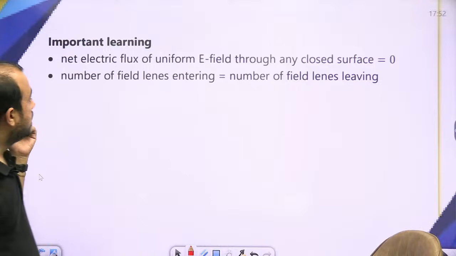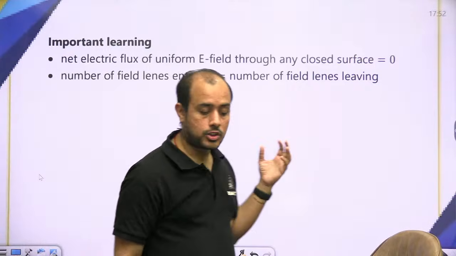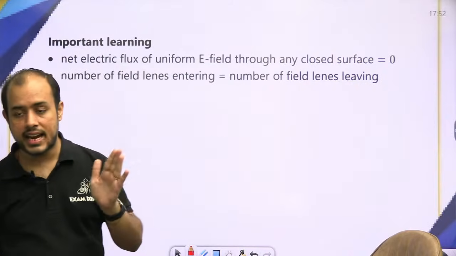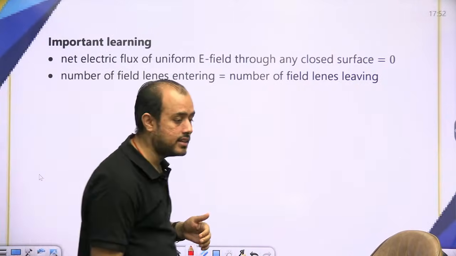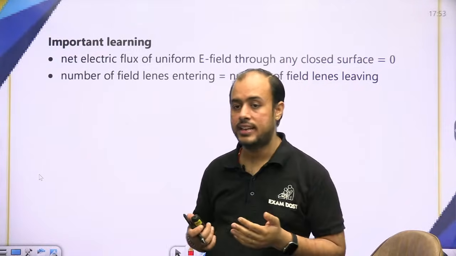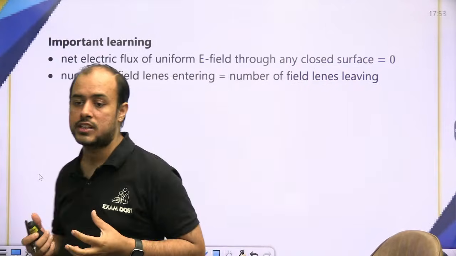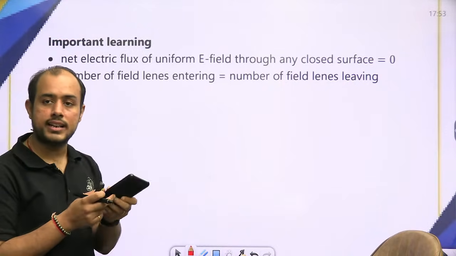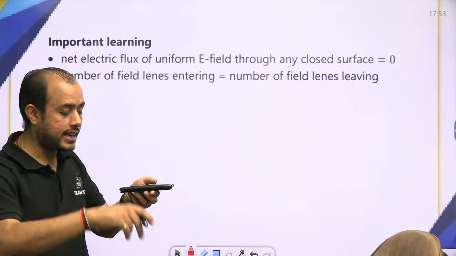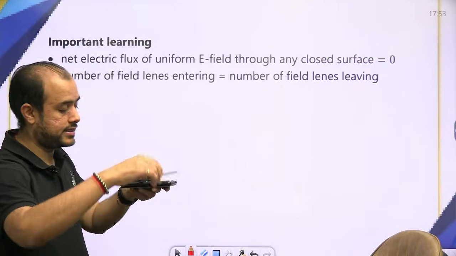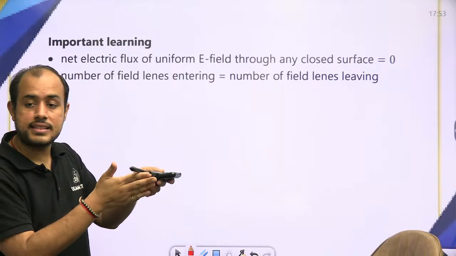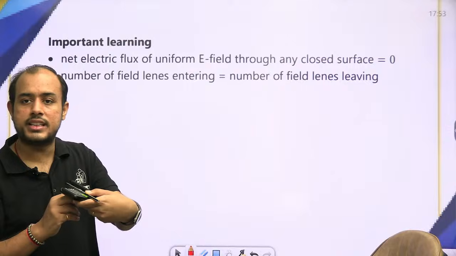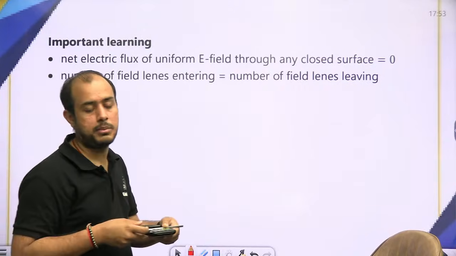Okay. Now net electric flux through a closed surface, if the field is uniform, field uniform माने flat. If there is a flat field, then you take any closed surface माने which has a certain volume. Suppose this calculator is a closed surface. When the electric field lines are flat like this, then the number of field lines that will enter the surface will be the same as the number of lines leaving on the other side. So the net flux will be 0.